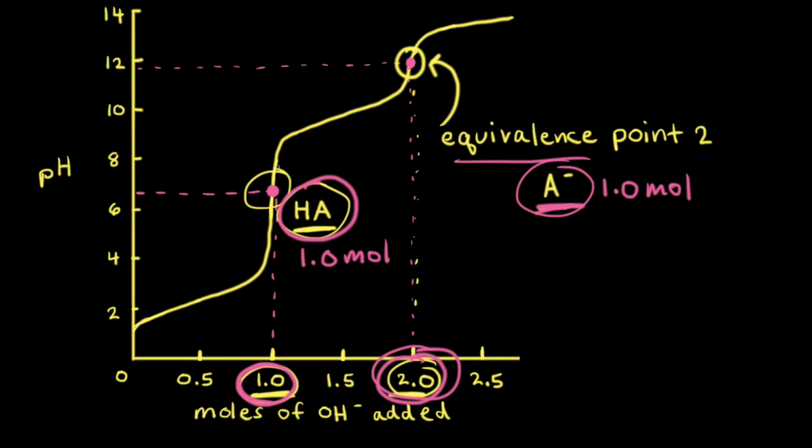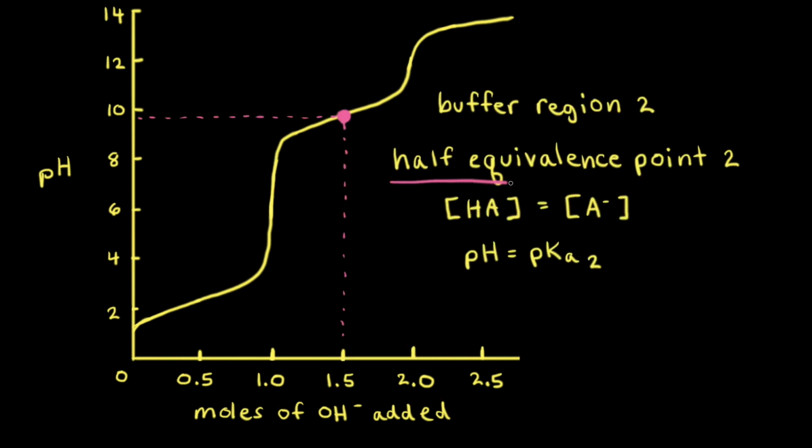Let's go back to our first equivalence point where we had 1 mole of HA. At that point, we've already added 1 mole of hydroxide anions, and so if we add another 0.5 moles of hydroxide anions to give a total of 1.5 moles, we would neutralize half of the HA and turn half of it into A-. Therefore, we have another half equivalence point after 1.5 moles of hydroxide anions have been added. Let's look in more detail at half equivalence point 2, which is right here on our titration curve after we've added 1.5 moles of hydroxide anions.